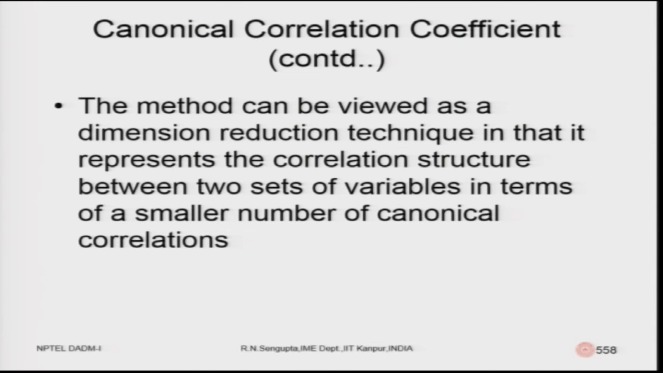This method can be used as a dimension reduction method. So, you are trying to reduce the dimension, still maintain the level of correlation, such that you are able to glean the maximum set of information. It is a reduction technique in that it represents the correlation structure between two sets of variables in terms of a smaller number of correlation coefficient values, which come out from the eigenvalues and the eigenvectors.